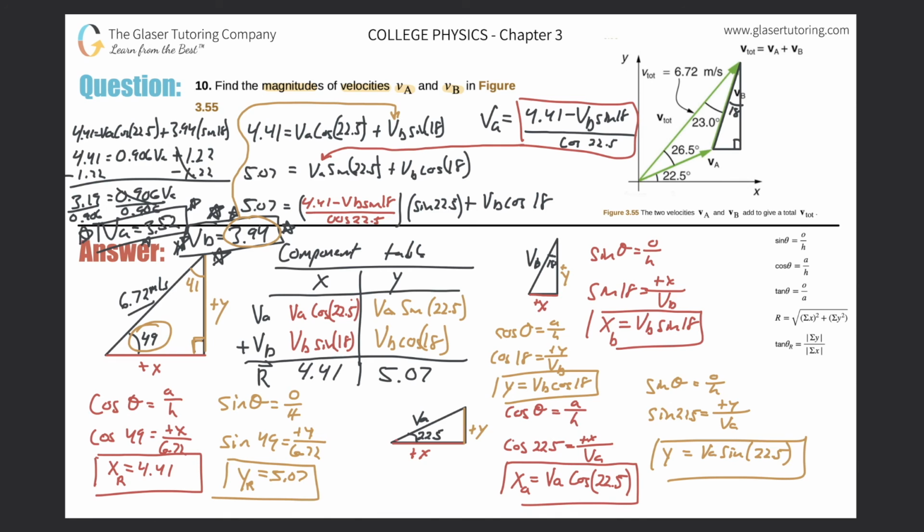This is the value of VA, and we got our value for VB over here. And finally, that takes care of this answer. Hard problem, but hopefully it should make sense.